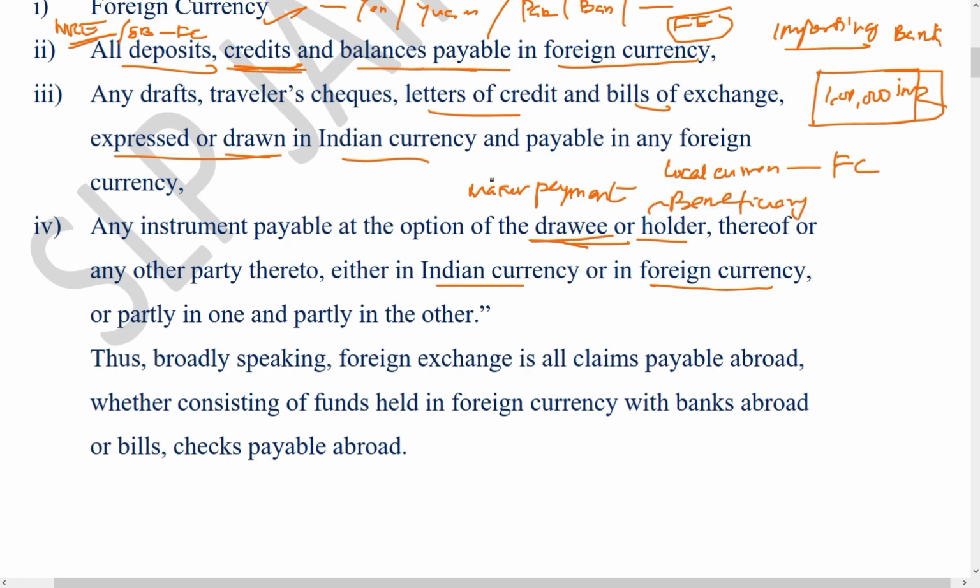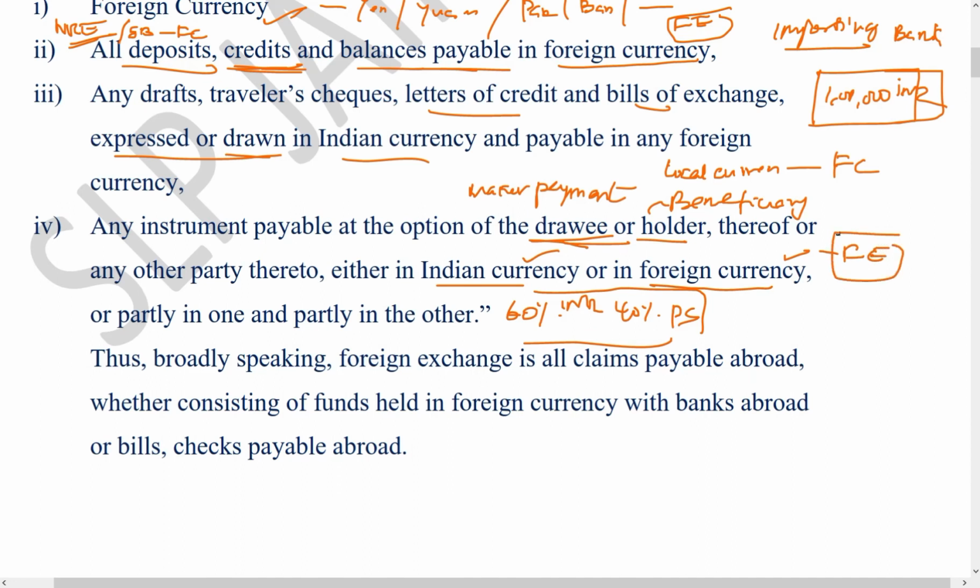He is being given one option: you can take money in Indian currency or in foreign currency, or partly in one and partly in the other. For example, 60% you give me in INR and 40% in pound sterling. Any currency other than Indian currency, partly or fully, or fully in pound sterling. We are giving him the option to get it in any type, so we are including this also in foreign exchange.